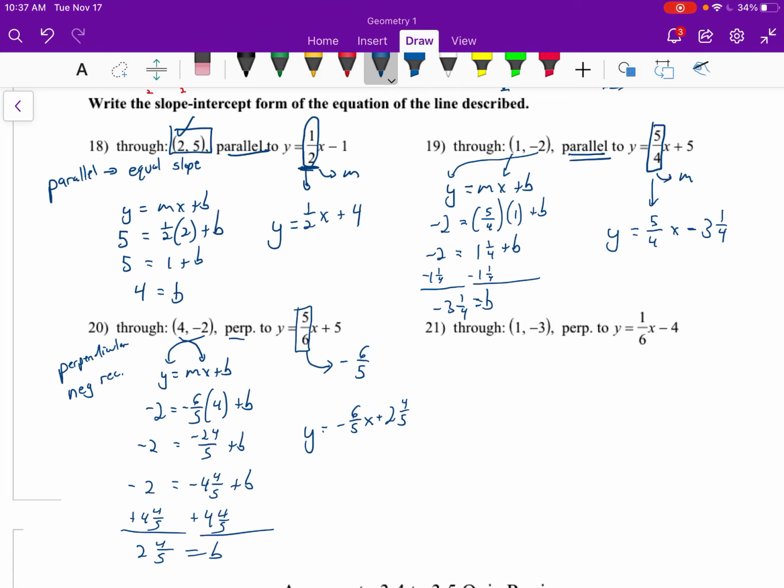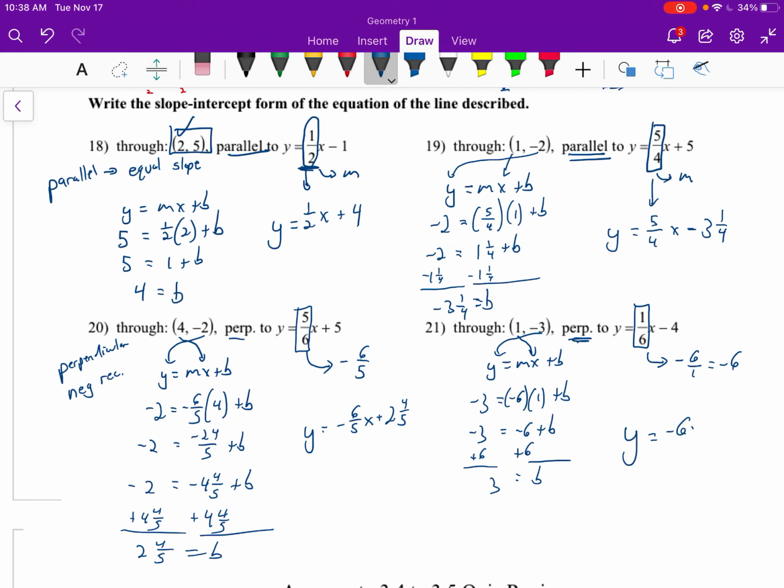And then the last one, we have y equals mx plus b. We can plug in our point. We need the slope. Well, these are perpendicular, so slope is negative reciprocal. So negative 6/1, which is just negative 6. So our slope is negative 6. Add 6 to both sides. b is equal to 3. So y equals negative 6x, that was our slope, plus 3. And that is the conclusion of the quiz review.